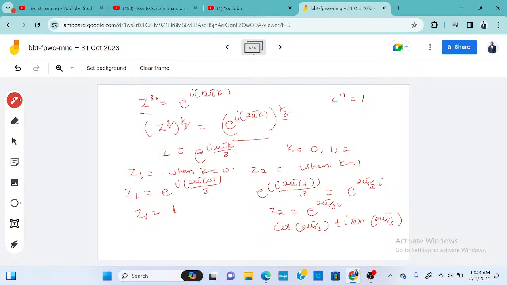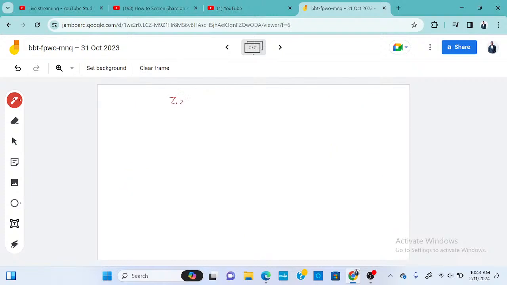So when you punch this into the calculator, you tend to get the second root for our equation, right? So let's find z3. z3 is when k is equal to 2.